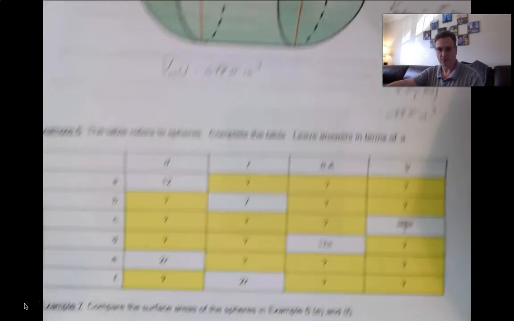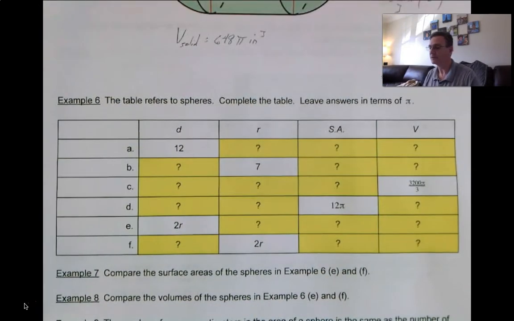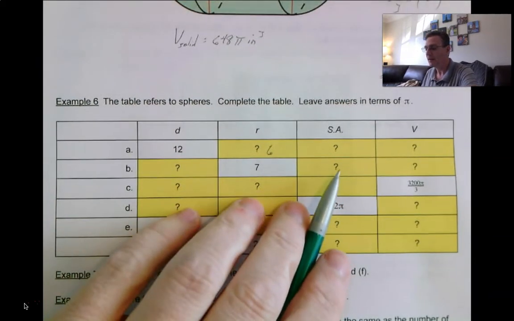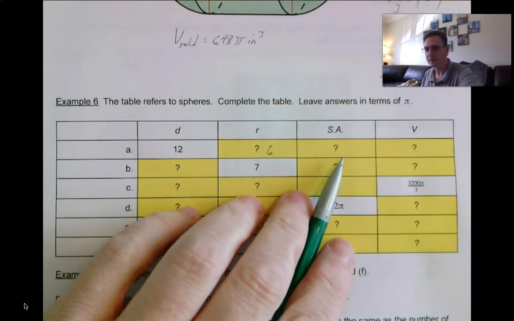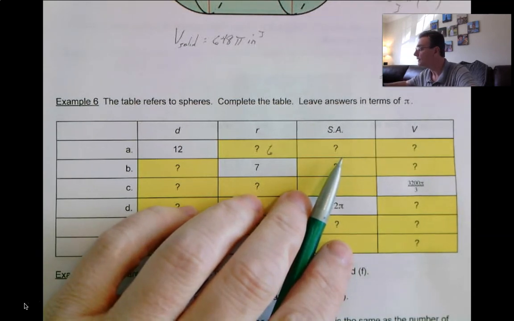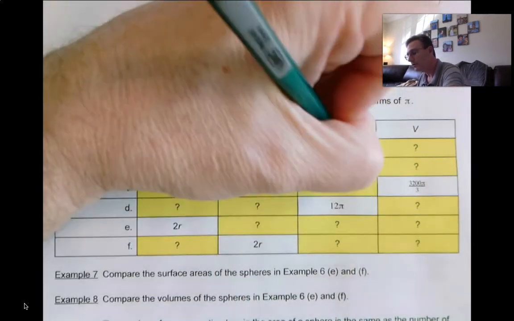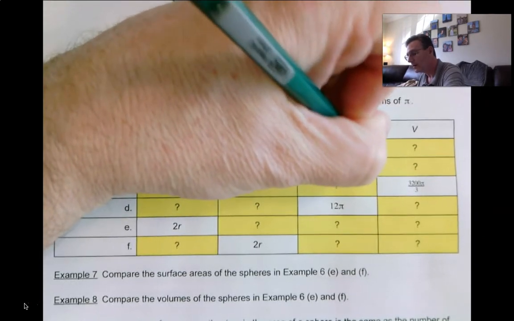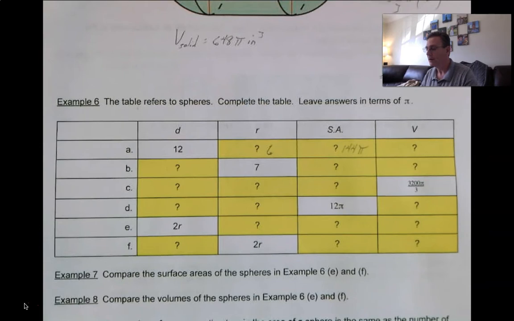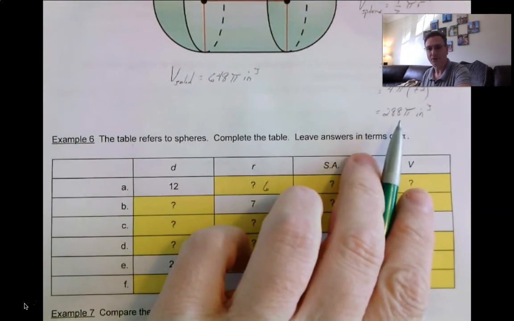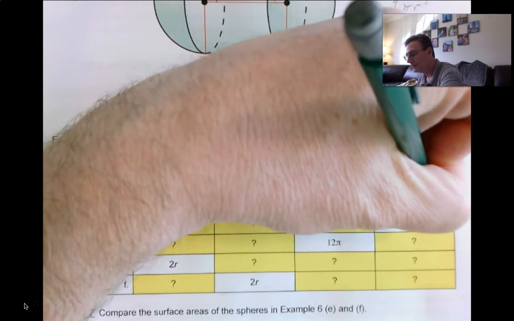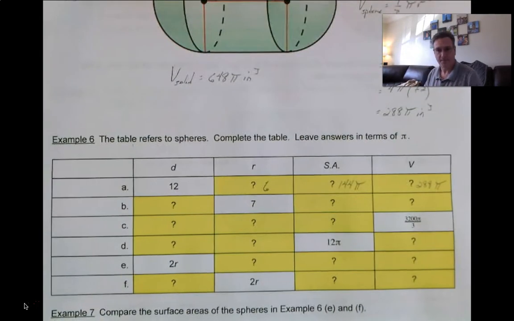Example 6 has multiple parts. We're going to leave our answers in terms of pi. If the diameter is 12, the radius is 6. If the radius is 6, then 4 times 36 gives us 144 pi units squared, and 6 cubed is 216. Oh, I'm going to cheat. I know it's 288. 288 pi.